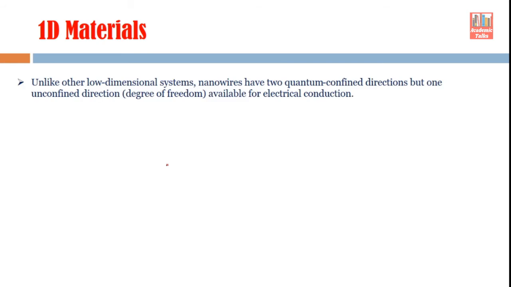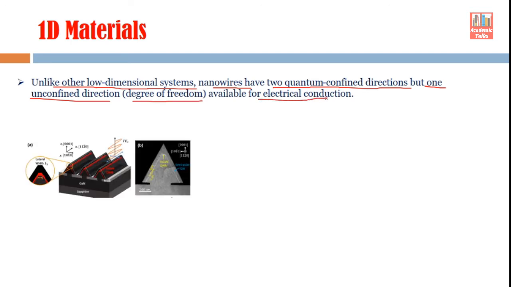So now you can see some more applications or more concepts about the one dimensional materials. Unlike other low dimensional systems, nanowires have two quantum confined directions, x and y. They are quantum confined directions, and carriers are not allowed to move in those directions, but there is one unconfined direction. We are talking about degrees of freedom. So they are allowed to move in one direction only for electrical conduction purposes. So here you can see some examples.